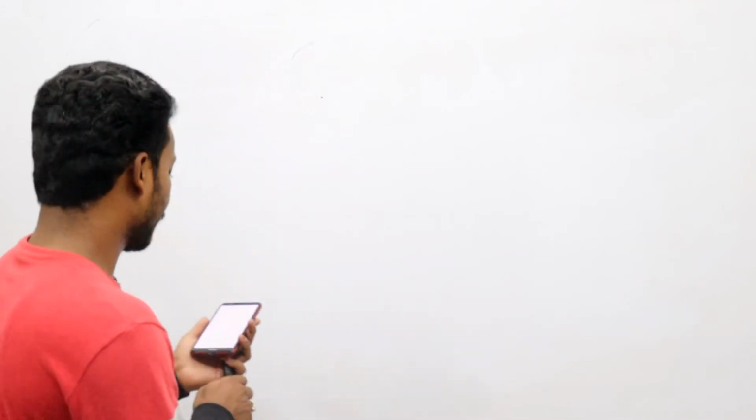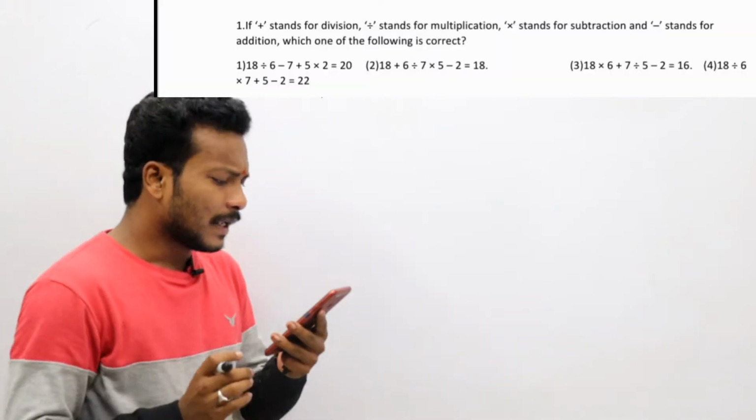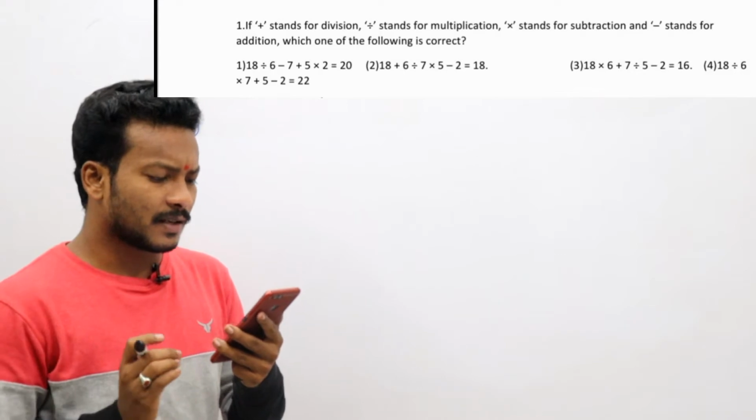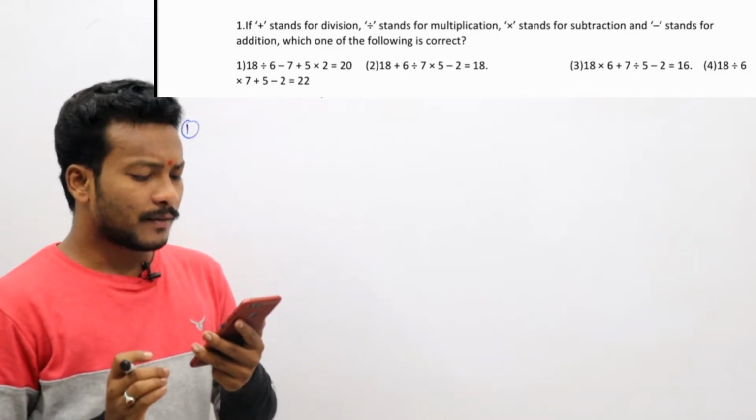Okay. Hi children. Yesterday we conducted one exam based on MAT and NTSE MAT-SAT, that is the topic of mathematical operations. Now we are discussing a total of 15 questions. Right. Now the first question: if plus stands for division, division stands for multiplication, multiplication stands for subtraction, and minus stands for addition, which of the following is true?